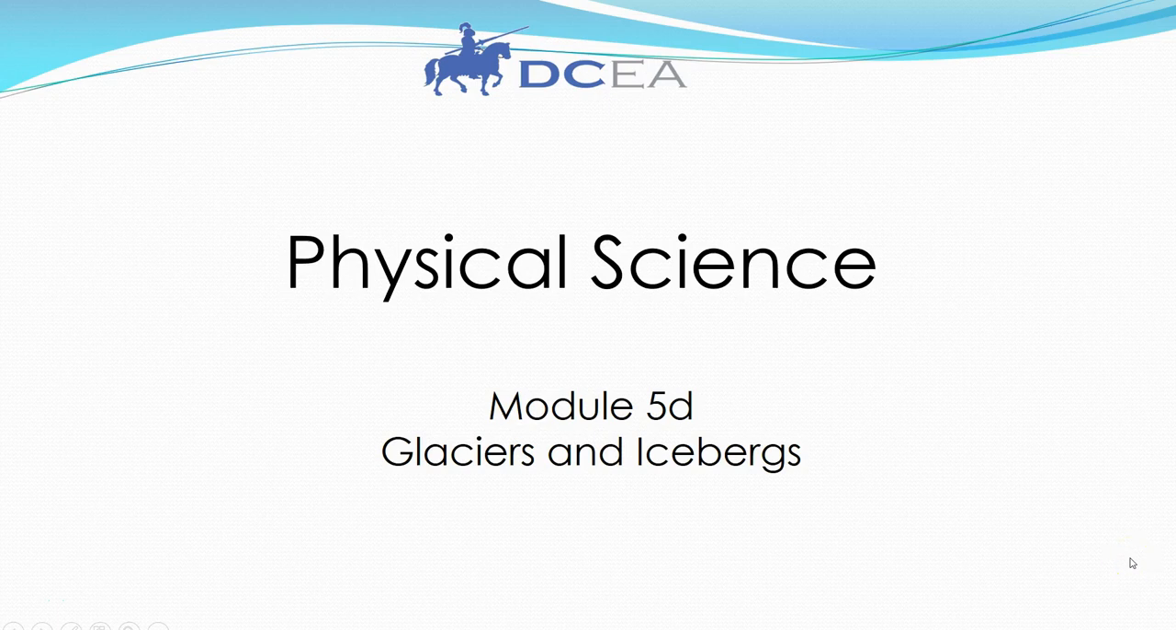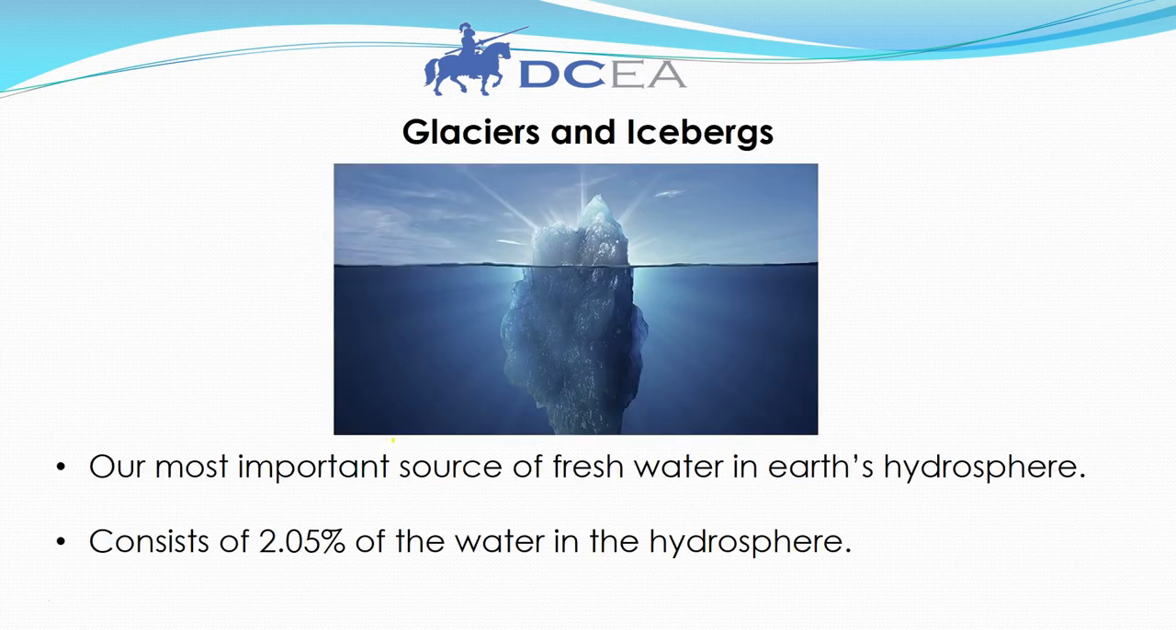Physical Science, Module 5D, we'll be talking about glaciers and icebergs. Our most important source of fresh water in Earth's hydrosphere is the glacier or iceberg. This consists of a little more than 2% of the water in our hydrosphere.